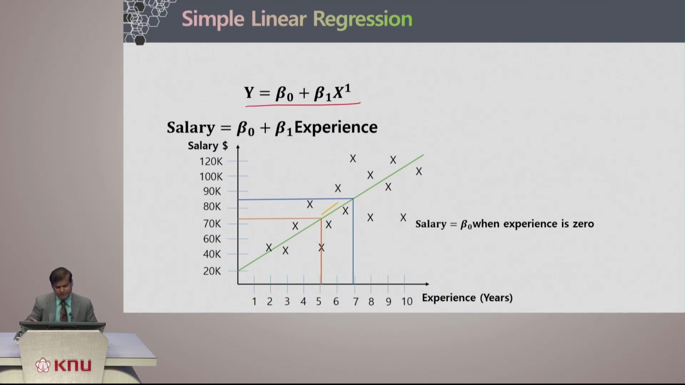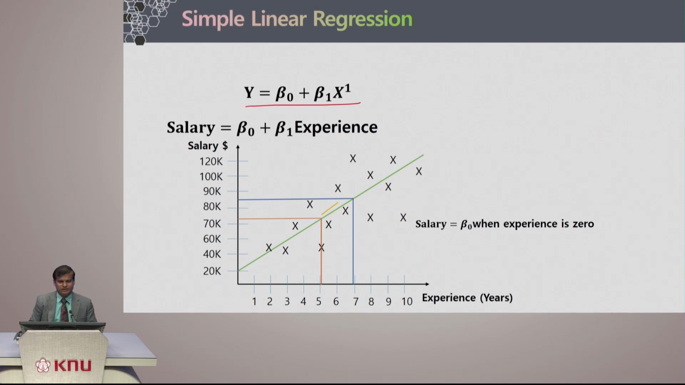That's our basic regression line equation. Here we can see the salary, which is on the y-axis, equals beta naught plus beta 1 times the experience. Experience is on the x-axis. So experience is your independent variable, and salary is our dependent variable.